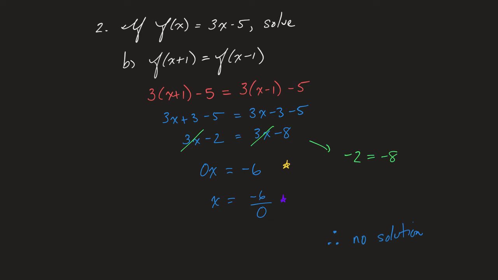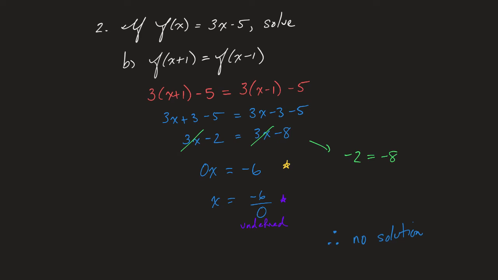Okay, how do we get to that determination? Well, at the very least, if we look at the purple starred line, we should be good that -6 divided by 0 would be an undefined value. And since we come to an undefined value, then therefore the equation that gave us that has no solution.